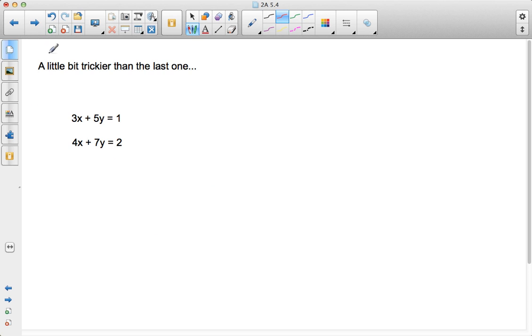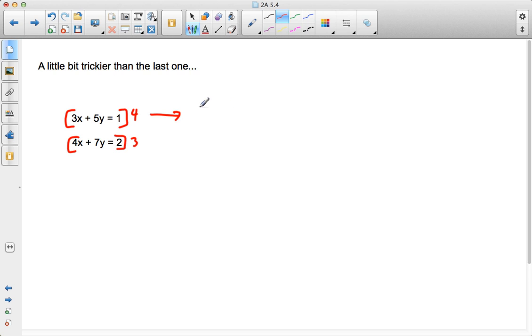So now let's look at something a little trickier than the last one, because in our first example, we were able to just add things up and something would eliminate. In this case, such is not the case. We see that we can't add them up because nothing will cancel. So I have to think about what I really need to do. I need to find a way to get either my x's to match up or my y's to match up. Well, 3x and 4x both have a lowest common multiple of 12. So I'm going to multiply this entire equation by 4 and this entire equation by 3.